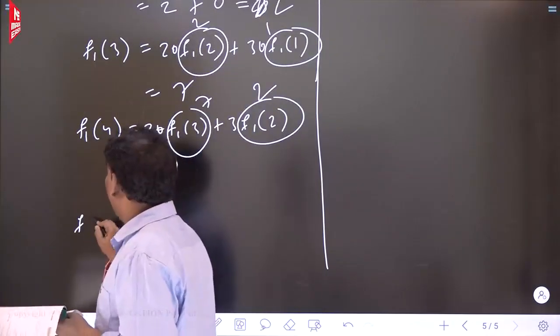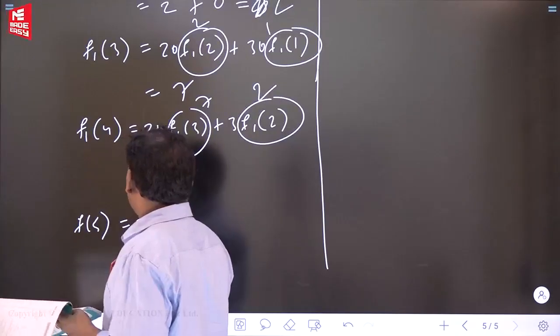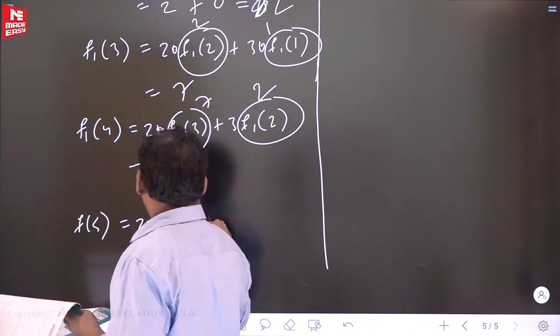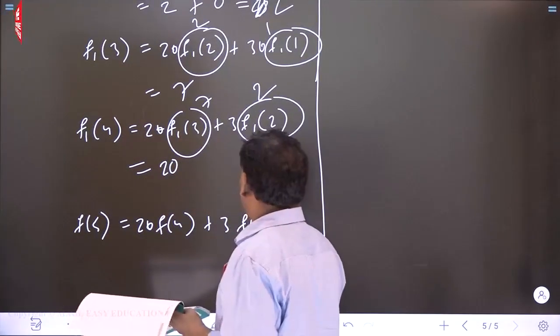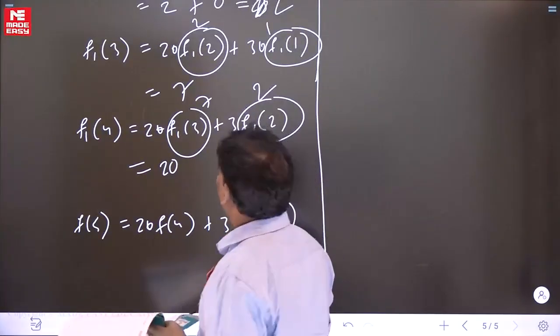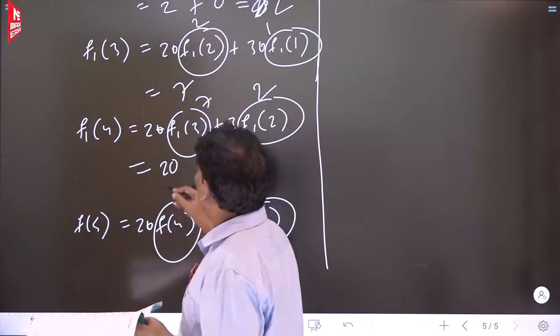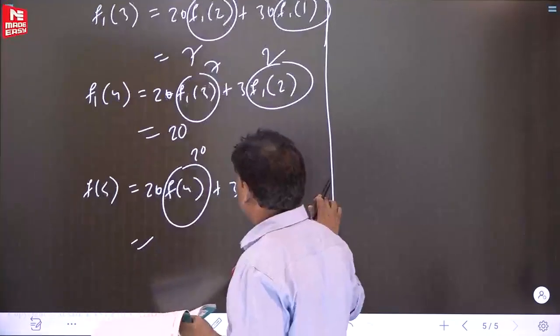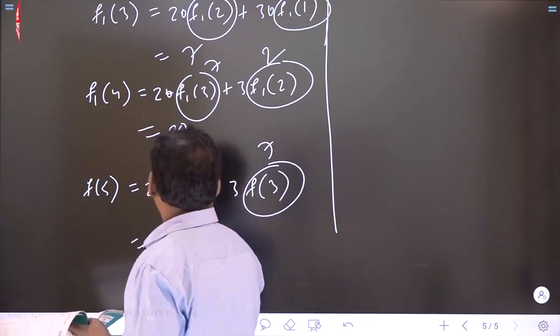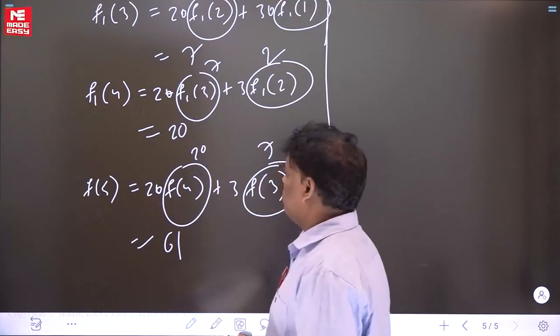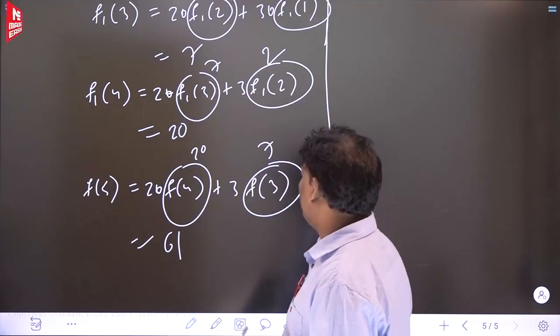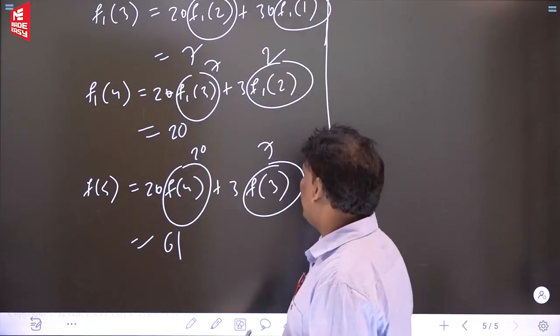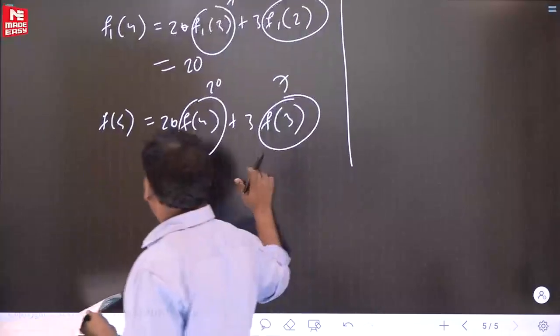What is the next one? f1 of 5 is 2 times f1 of 4 plus 3 times f1 of 3. What is the f1 of 3? We are done, 7. What is the f1 of 4? 20. So 40 plus 3 sevens 21. What is the answer? 61. 2 into 20 is 40, 3 into 7 is 21. I think 40 plus 21 is 61. I think it is almost close.